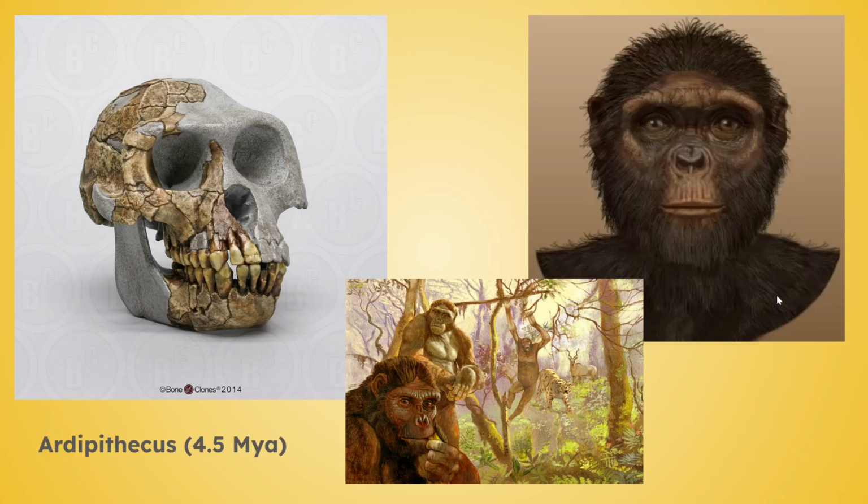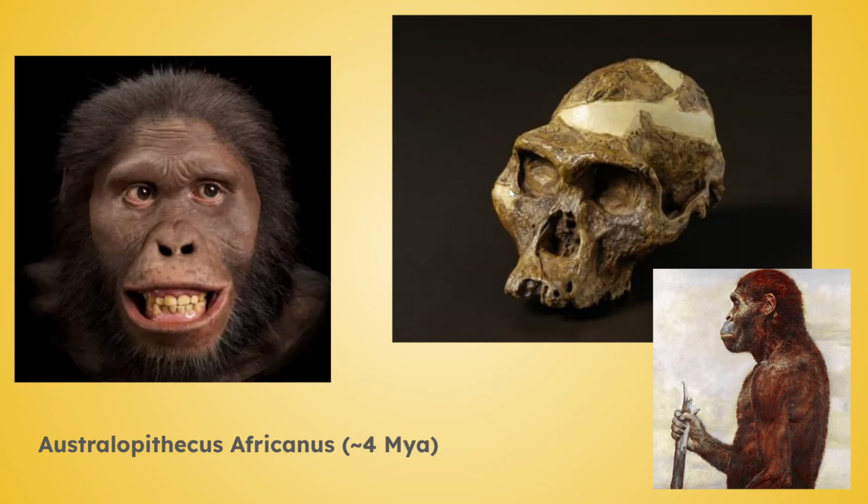Next is Ardipithecus, which appeared around 4.5 million years ago. And you can see here the brain is starting to get bigger, and you can see that these bones and these teeth are starting to become more reminiscent of humans. And more computer generation. So the brains are getting bigger over time, and you can see this with Australopithecus africanus as well. And it's at this point that Australopithecus is actually spreading more throughout Africa.